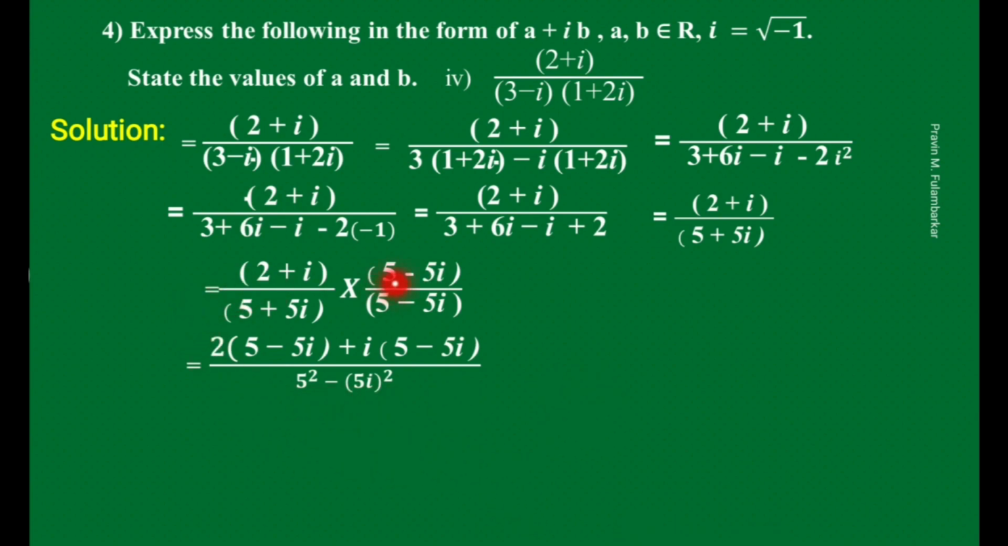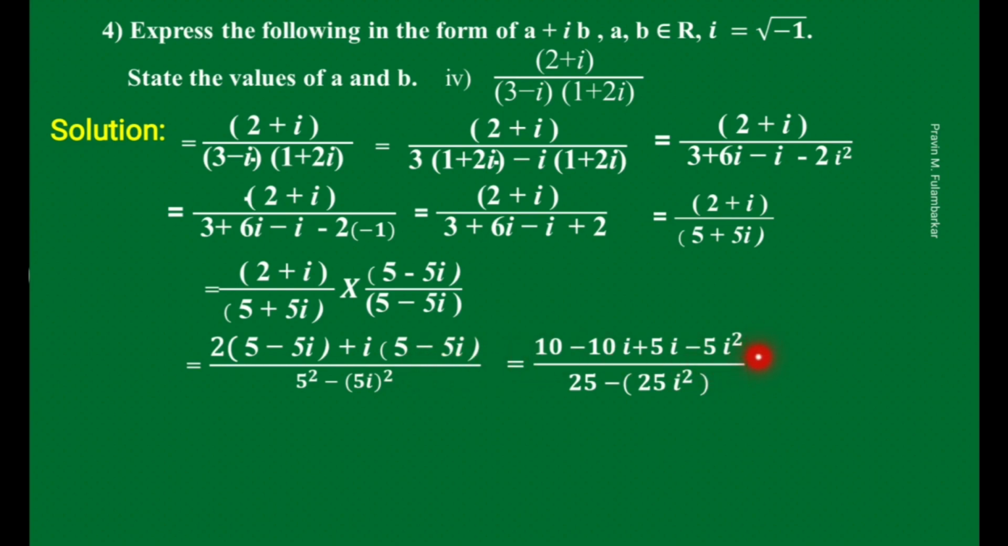Now multiply 2 by 5 minus 5i and multiply i by 5 minus 5i. Multiplying by 2, we get 2 into 5 is 10, 2 into 5i, that is minus 10i. Then multiply by i, so we get 5 into i, that is 5i. Then minus 5i into i, so we write minus 5i square.